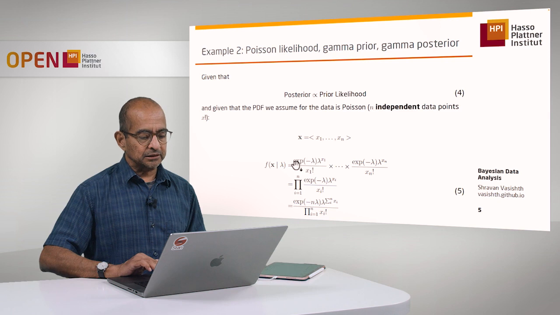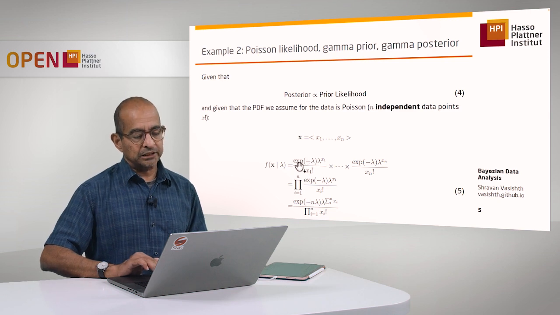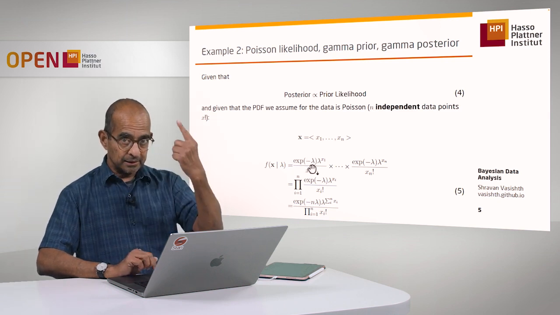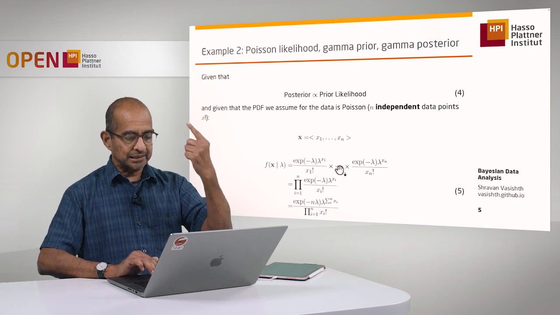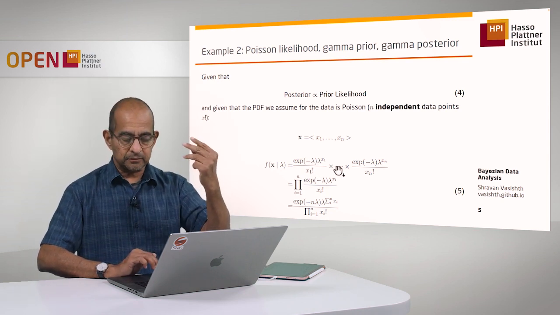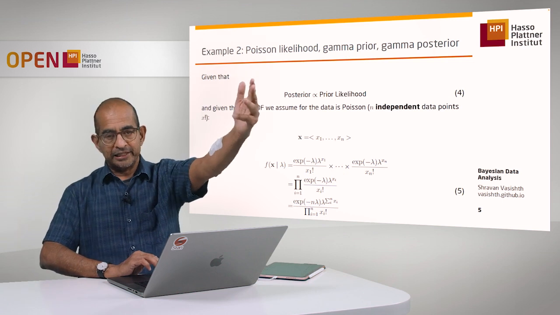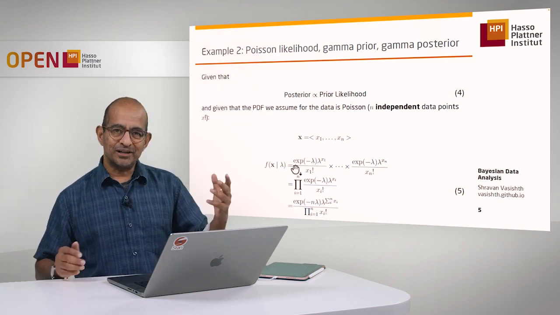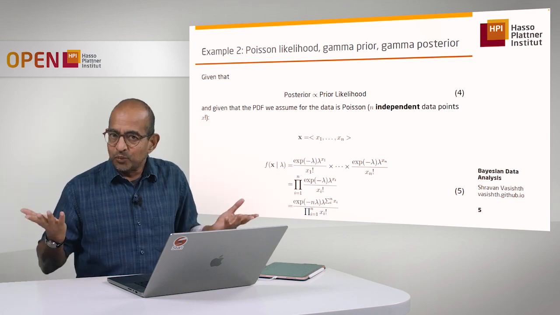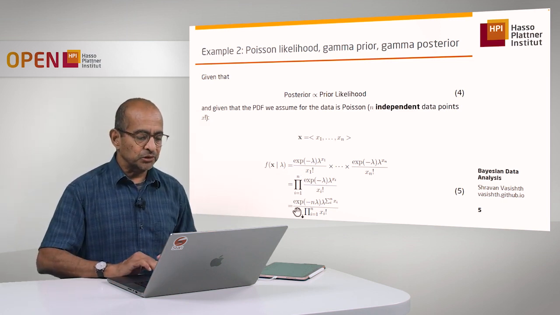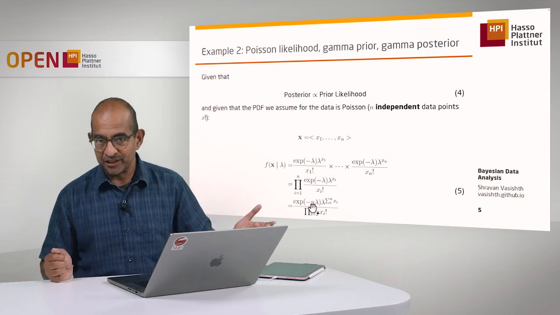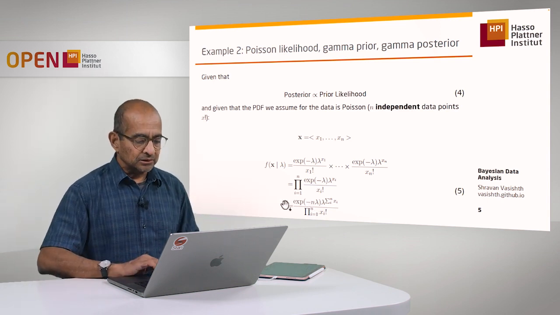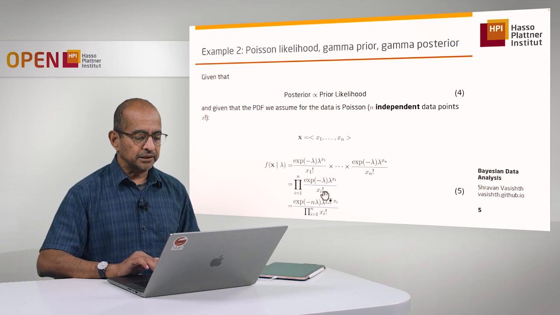Similarly, the exponential term has exponential minus lambda once for the first data point. For the second data point, I will again get exponential minus lambda, and then all the way up to n data points. So that means I have n instances of exponential minus lambda. So what is that going to amount to? That's going to amount to exponential minus n times lambda, because I have n data points. So that's how I end up with this final term here.